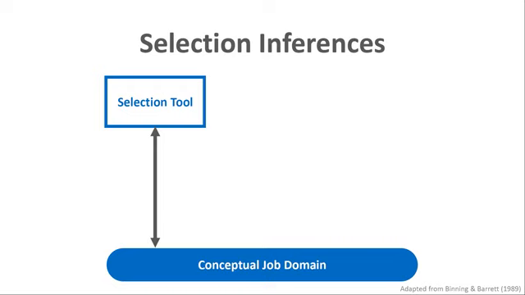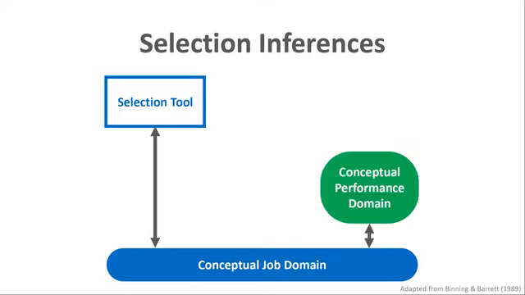Where again, examples of a selection tool include interviews, work samples, personality inventories or tests, cognitive ability tests, and other non-cognitive tests as well. Now, from that conceptual job domain, we're also interested in specifically conceptual performance within that job domain. Okay, so we're interested in what does it look like to do that job effectively and successfully. And as you'll note, this is also an ovalized shape here because this is another construct or concept that we're interested in measuring or assessing using our different tools and measures.